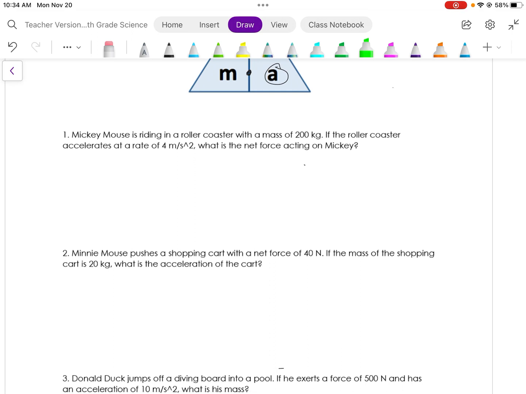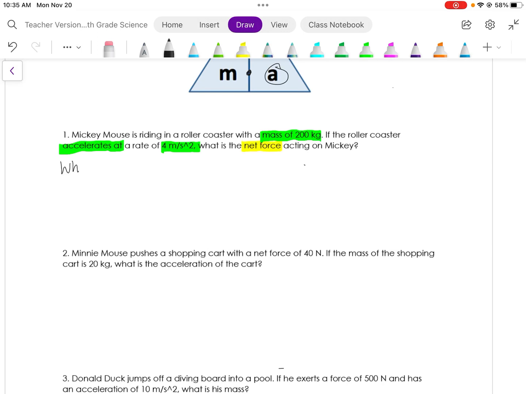So Mickey Mouse is riding in a roller coaster with a mass of 200 kilograms, and I am just going to highlight when I see any of those words that we talked about. So mass of 200 kilograms. If the roller coaster accelerates at 4 meters per second squared, and we're looking for the net force.